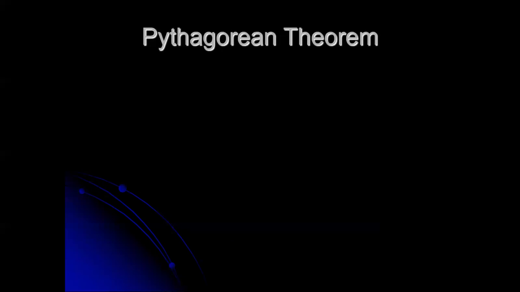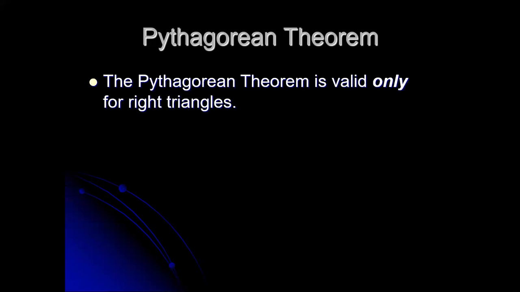And then we have that formalized, the physical relationship between the size of the legs and the size of the hypotenuse, in what we call the Pythagorean theorem. The Pythagorean theorem only works for right triangles. There are corrections to it for non-right triangles. In fact, if you've been through some more advanced math and you know something called the law of cosines, the law of cosines is basically the Pythagorean theorem, but for a non-right triangle.